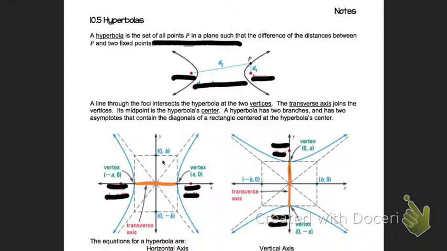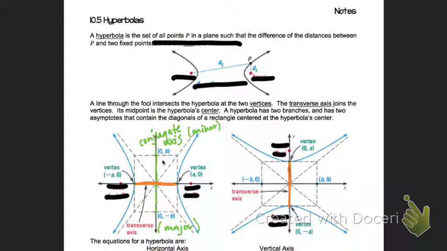And then you'll also see the word conjugate axis, and that's going to be the distance from your co-vertices. So transverse is similar to your major, and conjugate is similar to your minor. Now, the only difference is that the lengths or the numbers do not matter. The distance from your vertices could be shorter than the distance from your co-vertices. So the numbers don't matter in a hyperbola.